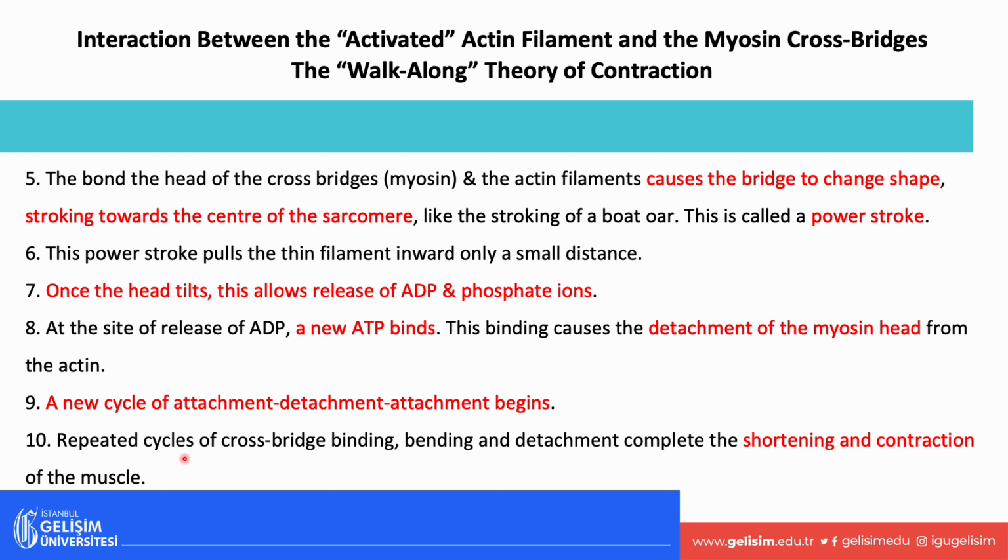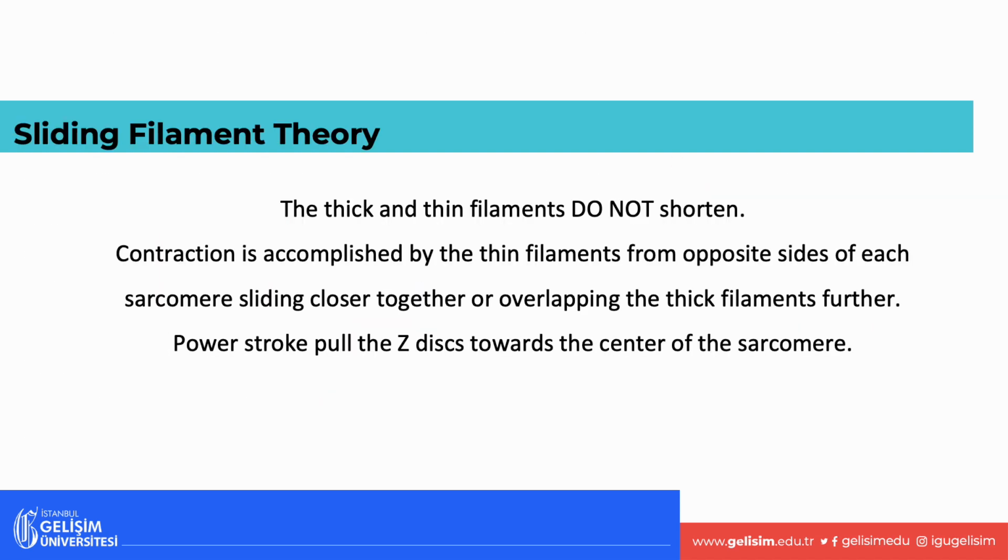So the last thing that it says is that the cycle of cross bridges, binding, bending, and attachment complete the shortening and contraction of the muscle. So again, this just keeps happening over and over again. Once again, going over the sliding filament theory of muscle contraction.